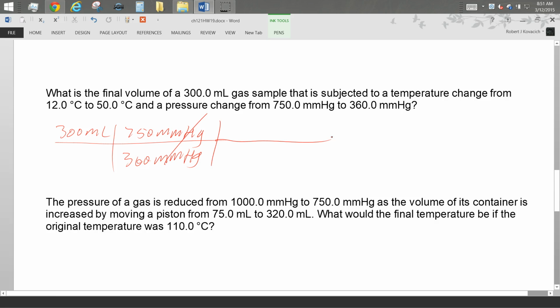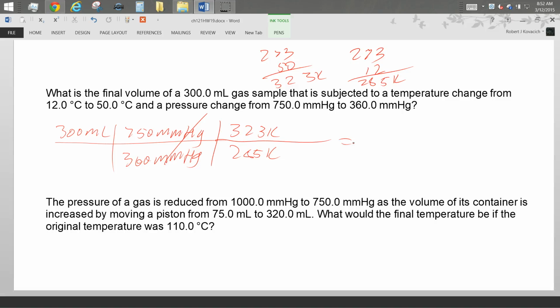What's going on with the temperatures? The temperature's going up in this case, so what's that going to do to the size of my gas? It's also going to make it get bigger. So 273 and 50 and 273 and 12. So I'm going to put 323K here and 285K here, and I'm going to get a bigger milliliter number.